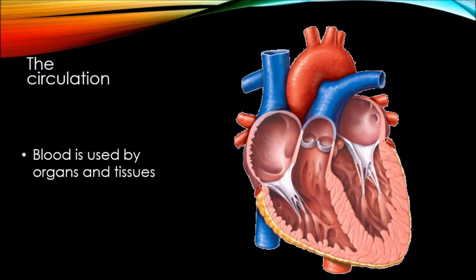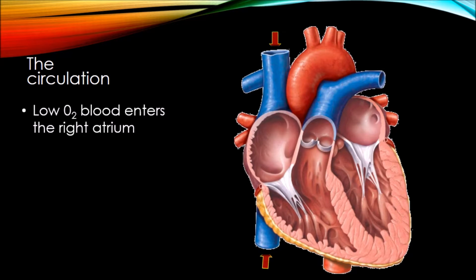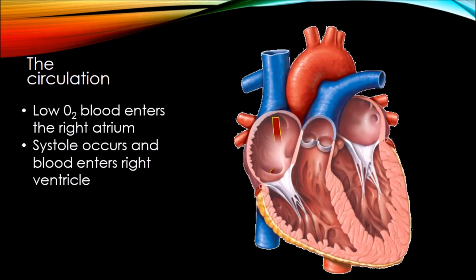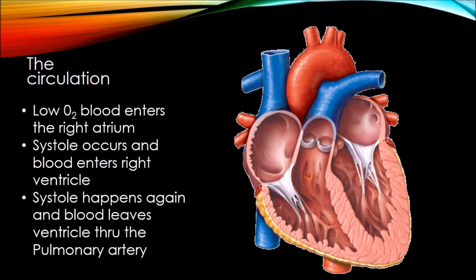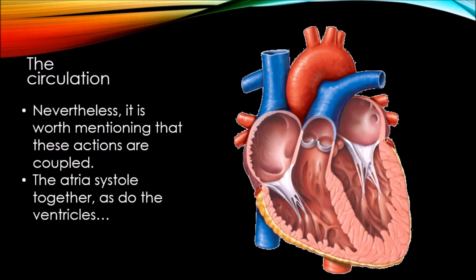Now the body and the tissues use the blood, okay, then the blood has to come back to the heart, so low oxygenated blood enters through the superior and inferior vena cava and fills the atrium. The atrium squeezes the blood into the ventricle. The ventricle then squeezes the blood into the pulmonary artery, okay? Nevertheless, I have to remind you guys that these actions are coupled, okay? I show them separately, but they are coupled, so the atria systole together as do the ventricles, okay?